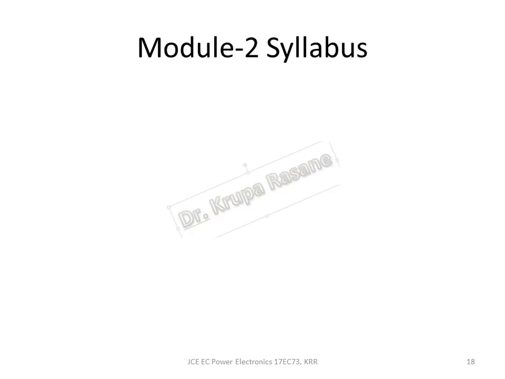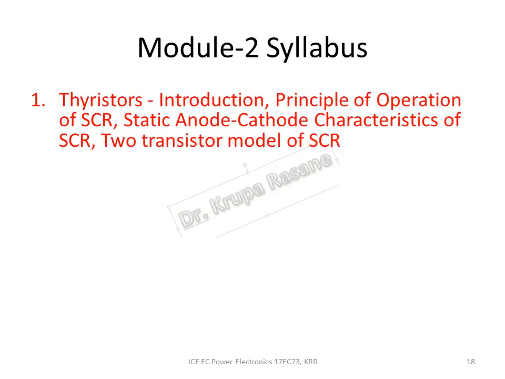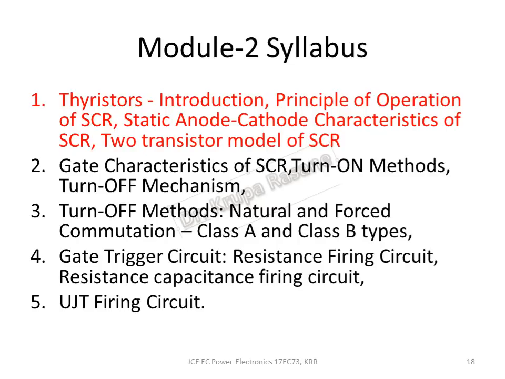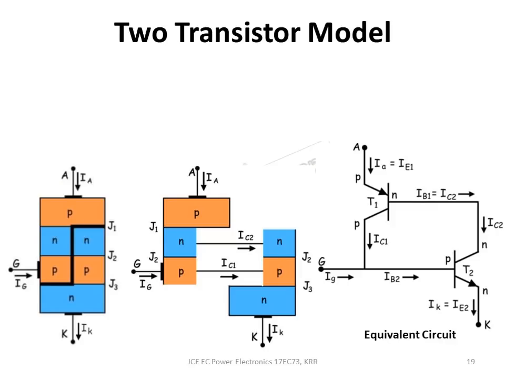Now coming back to the syllabus, let us see what all we have covered. We have covered basically the thyristor, what it is. We have introduced how the thyristor operation happens and what the static VI characteristics of the SCR are. Let us move on now to the two transistor model of an SCR, meaning how an SCR can be represented. So let us look at the two transistor model of the SCR.